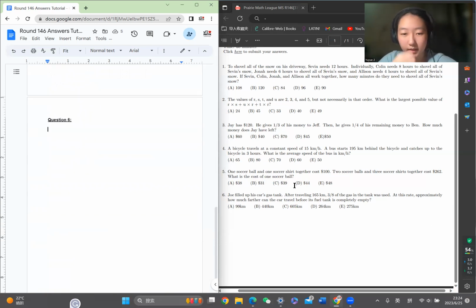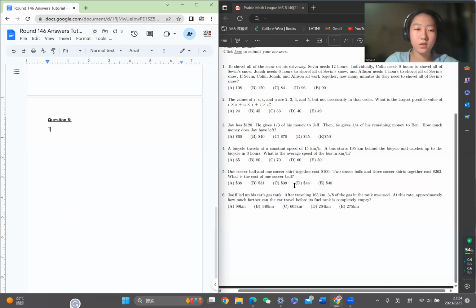Now, question number 6. Joe filled up his car's gas tank. After traveling 165 kilometers, 3/8 of the gas in the tank was used. At this rate, approximately how much further can the car travel before its fuel tank is completely empty?